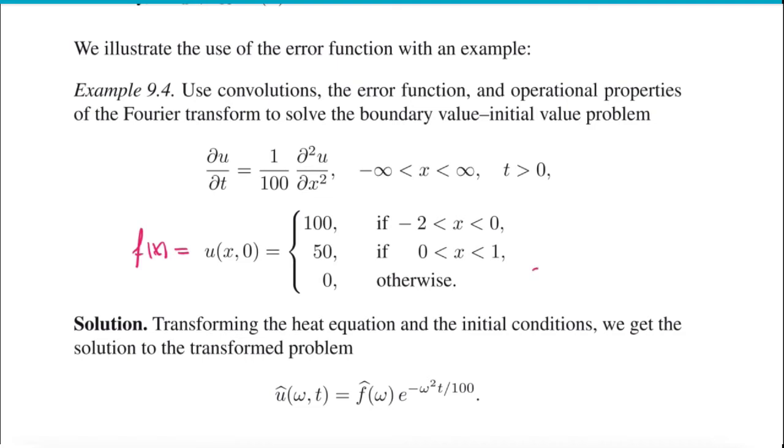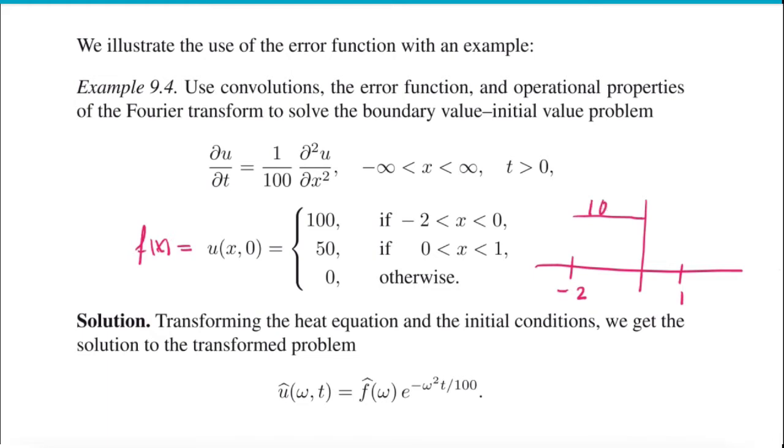So let's plot the initial condition just quickly. We go from -2 to 0 and then from 0 to 1. From -2 to 0 we are at 100, and from 0 to 1 we are at 50, and we are 0 otherwise. Now applying the Fourier transform to the heat equation, we get u hat time derivative equals minus omega squared divided by 100 u hat. We have done the Fourier transform of the derivatives a few times, so that's what you get.